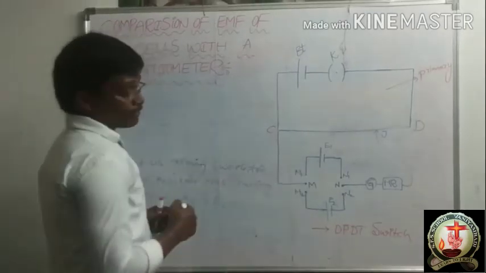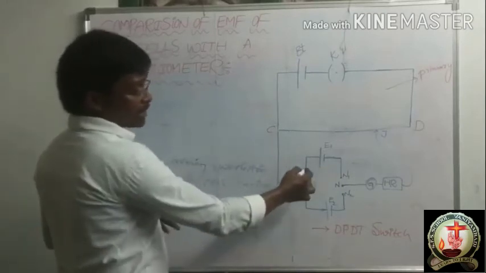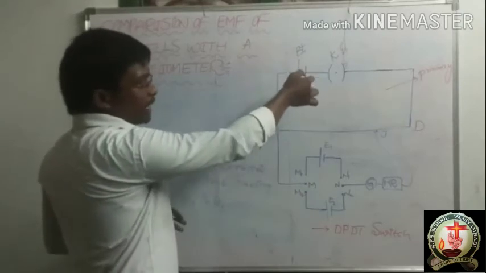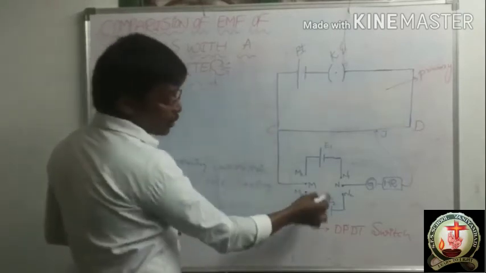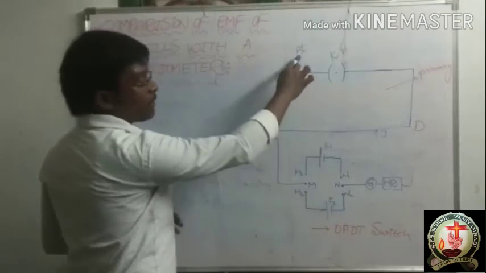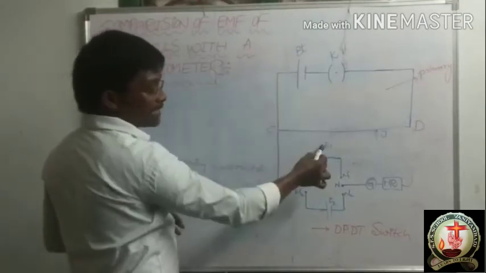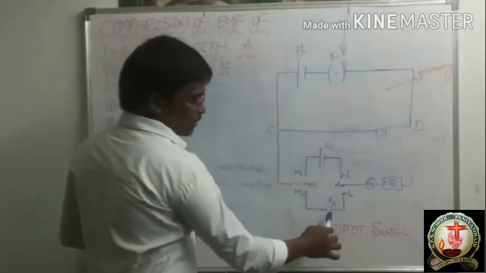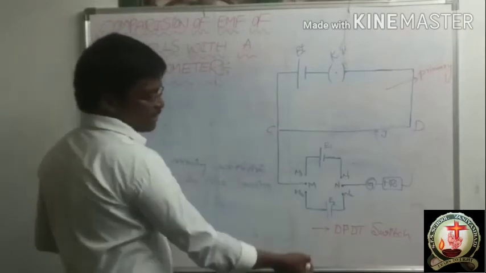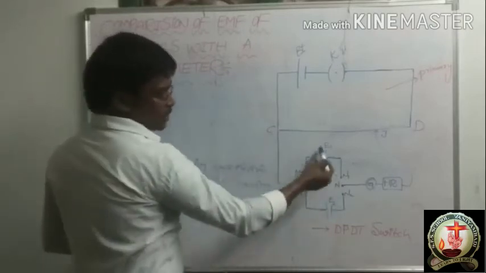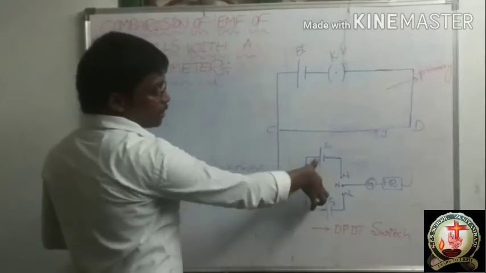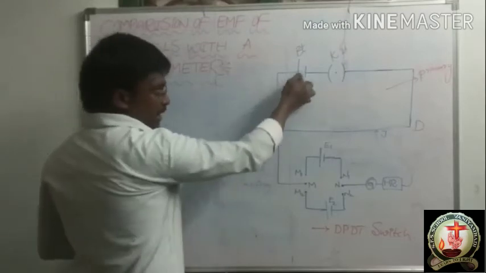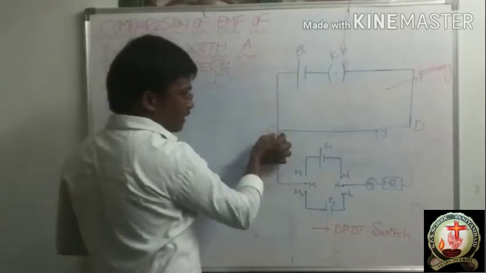And the final one. The positive terminal of the battery and the positive terminals of the cells. The positive terminal of the battery is this one. This is the positive terminal of the first cell, and this is the positive terminal of the second cell. Both these positive terminals are connected with one end of the potentiometer wire, and the battery's positive terminal is also connected with an end of the potentiometer wire.